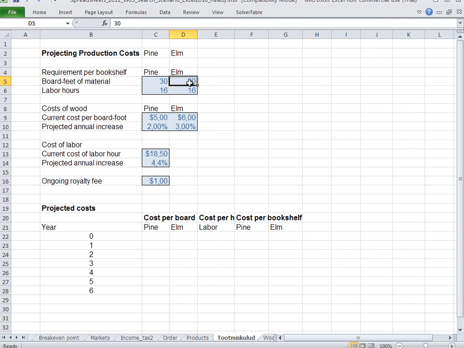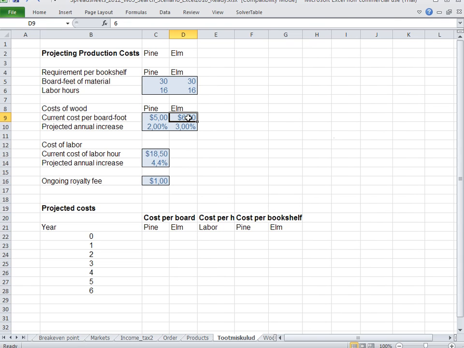We are also using the same number of labor hours. That's going to be 16. And to calculate all these costs, we also know that currently a board foot of pine costs $5 and a board foot of elm costs $6.